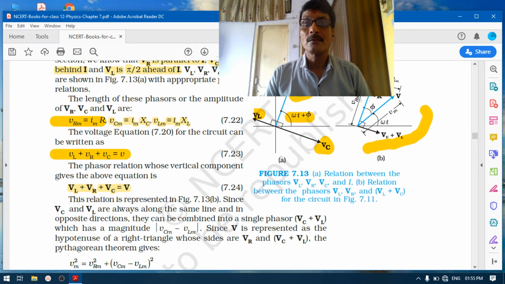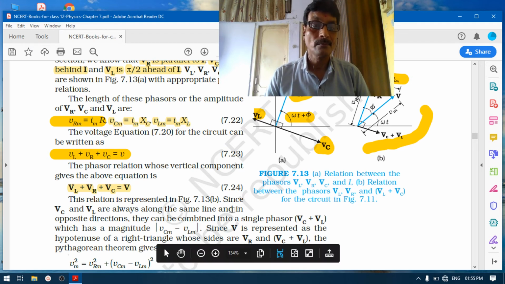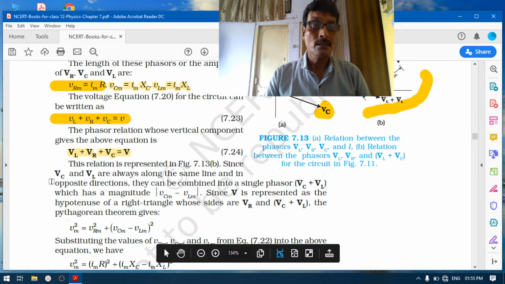These things, VCM minus VLM, we have studied in the previous chapter, class 11th vectors. So it is written here VC minus VM. It is the resultant voltage, the final voltage result. So now by discussion, again we will read it.